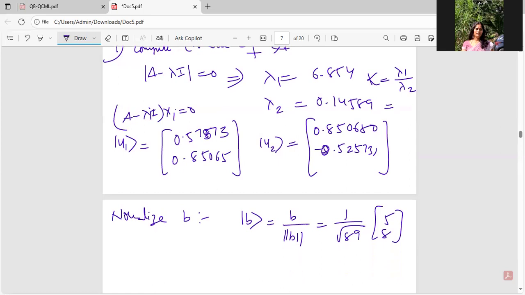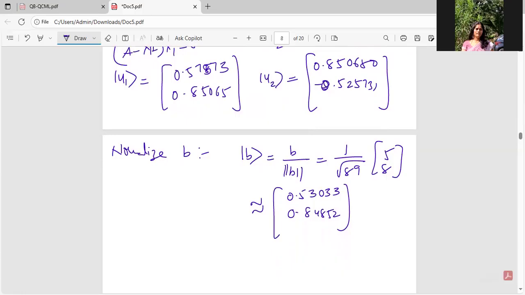Right, so what would this value be equal to? 0.53033, 0.84852. This is the value of ket B, guys. Once I'm done with this, I have the eigen basis. Next, I can rewrite B in the eigen basis as beta 1 ket U1 plus beta 2 ket U2.